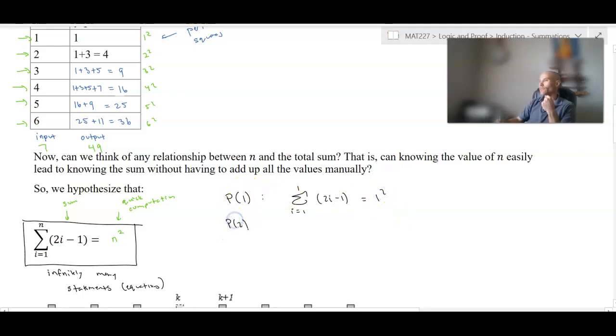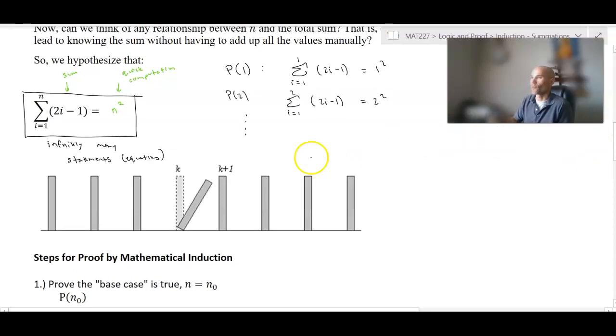Then there's P of 2, which is, as you might guess, the first two odd integers that we're claiming is equal to 2 squared, and so on, right? And there are infinitely many such cases. So there are infinitely many claims, and we would need to spend the rest of our lives and never get to the end of this proof. Instead, we're going to do this by induction. It's a perfect candidate for it.